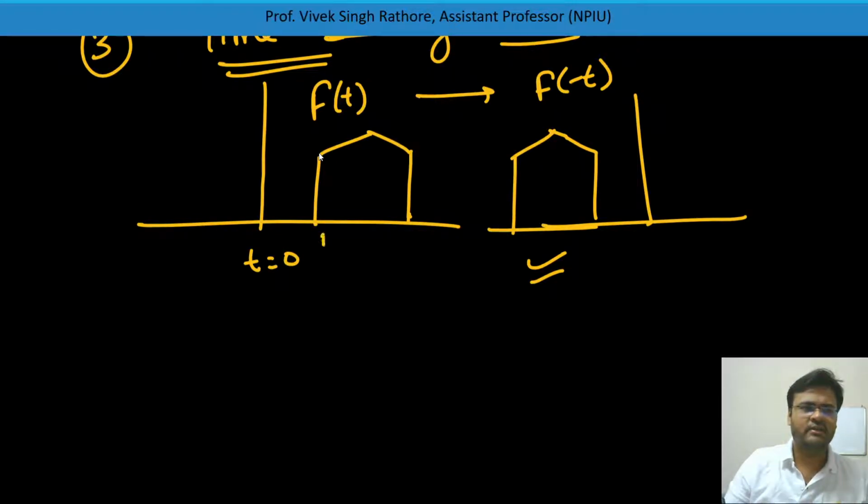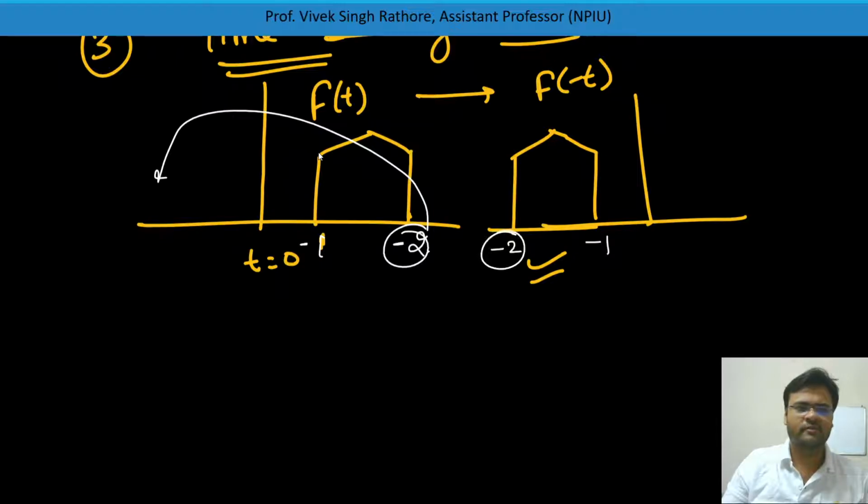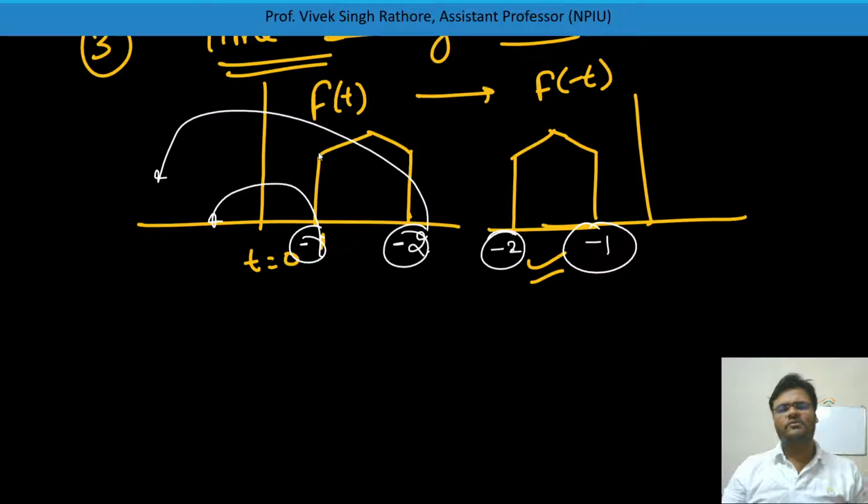Like see here, the value was from 1 to 2, let's suppose. So what you have done is just multiply with a minus sign to all, and just shifted here. So the value will be from minus 2 to minus 1, because this value has been shifted this side. So this will be minus 2, and this will be minus 1. From this you can understand how we can do the time reversal property.